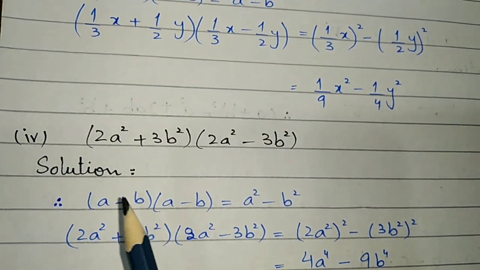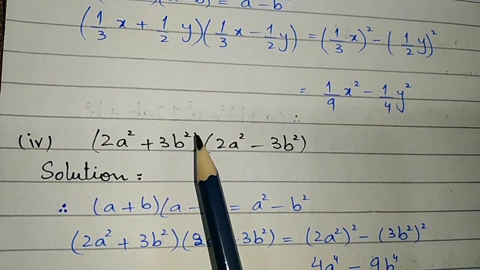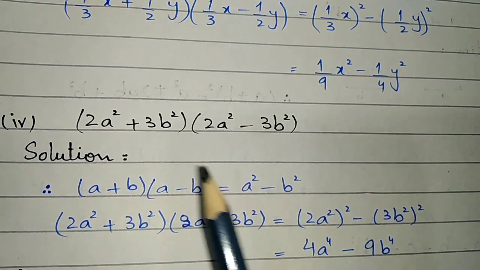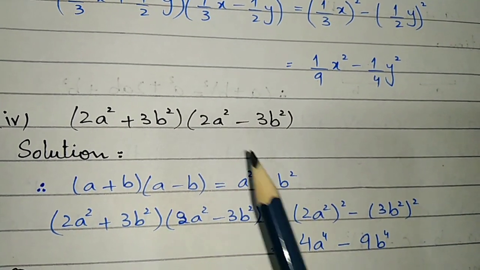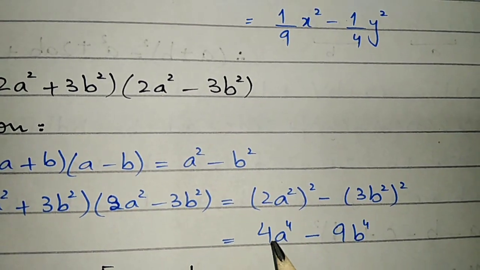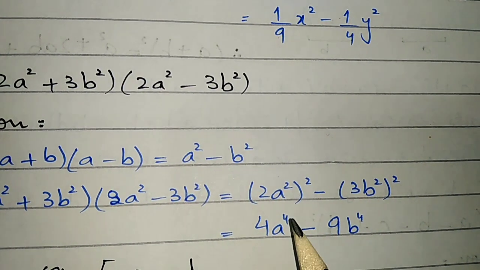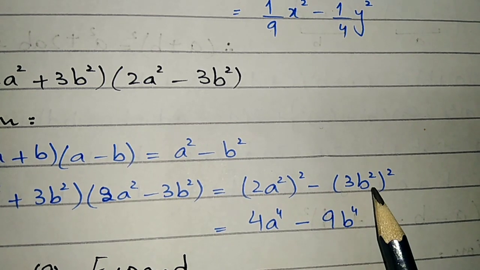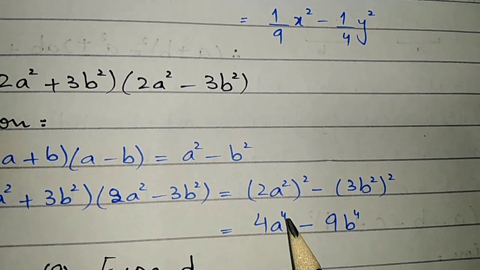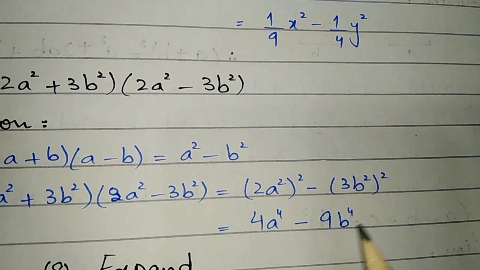The last part, part number 4, is (2a square plus 3b square) times (2a square minus 3b square). By using the same formula, we get (2a square) whole square minus (3b square) whole square. 2 square is 4 and a square squared is a power 4. 3 square is 9, b square squared is b power 4. So 4a power 4 minus 9b power 4 is the required answer.